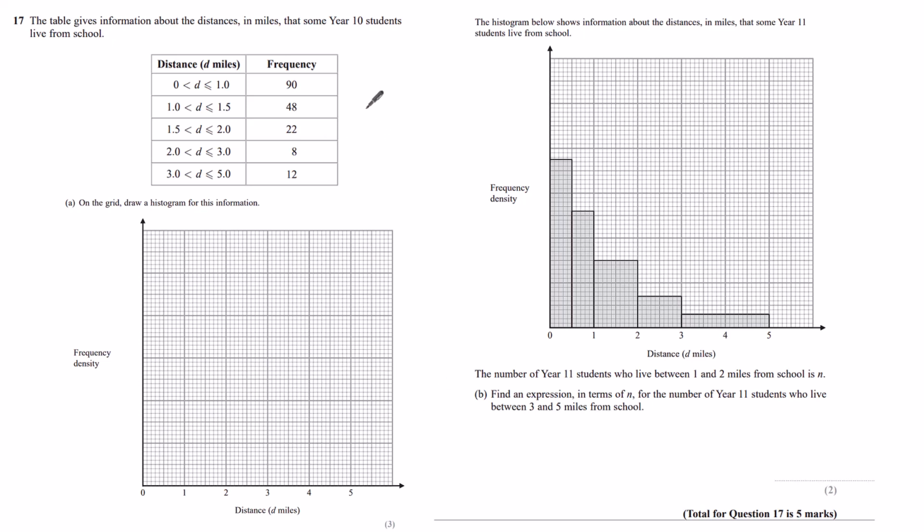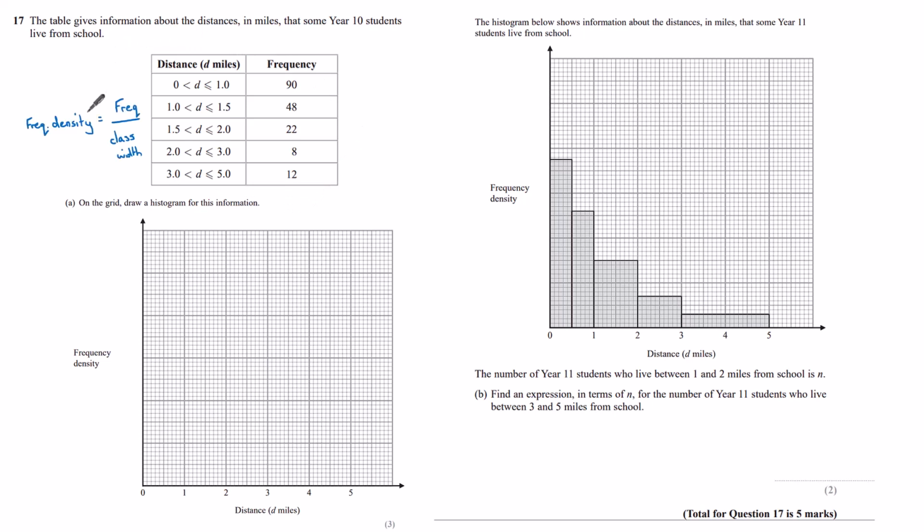Question 17. The table gives information about the distances in miles that some Year 10 students live from school. Part A, on the grid, draw a histogram for this information. Now you can already see on the axes here we need frequency density. There is no frequency density in this table, and so we need to find it.